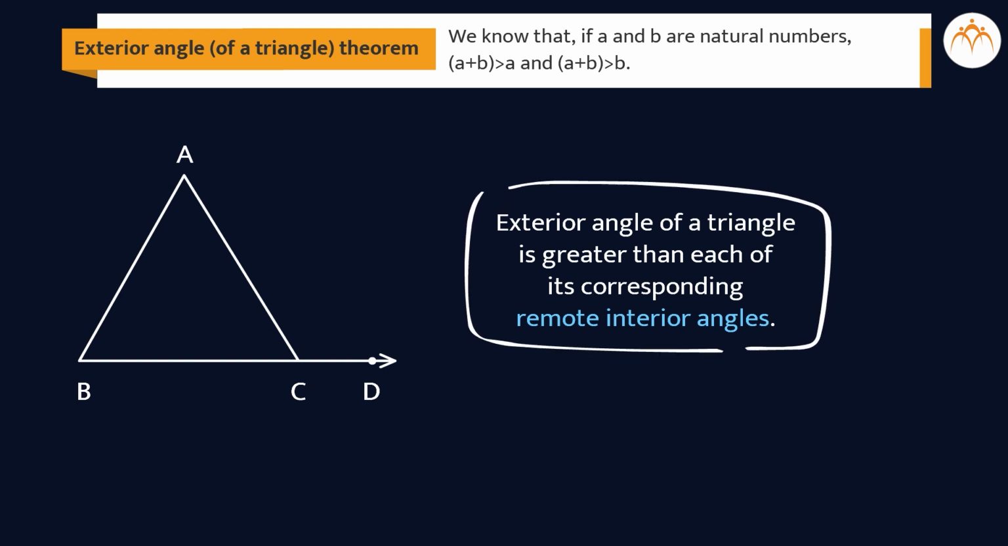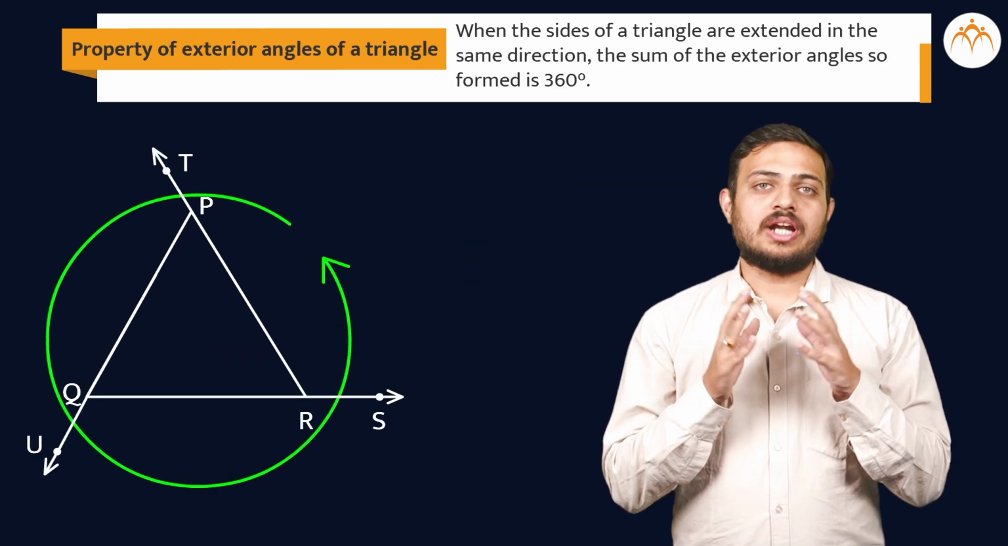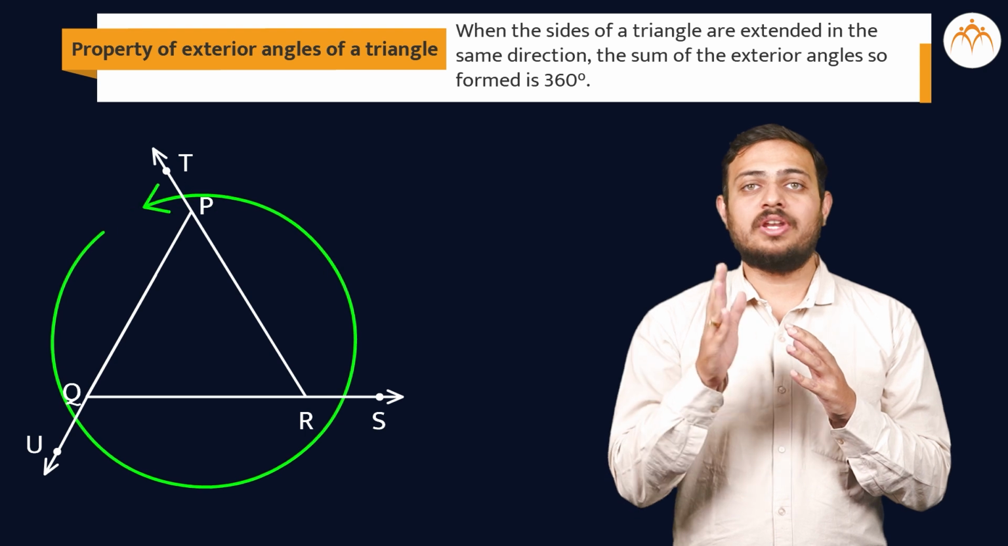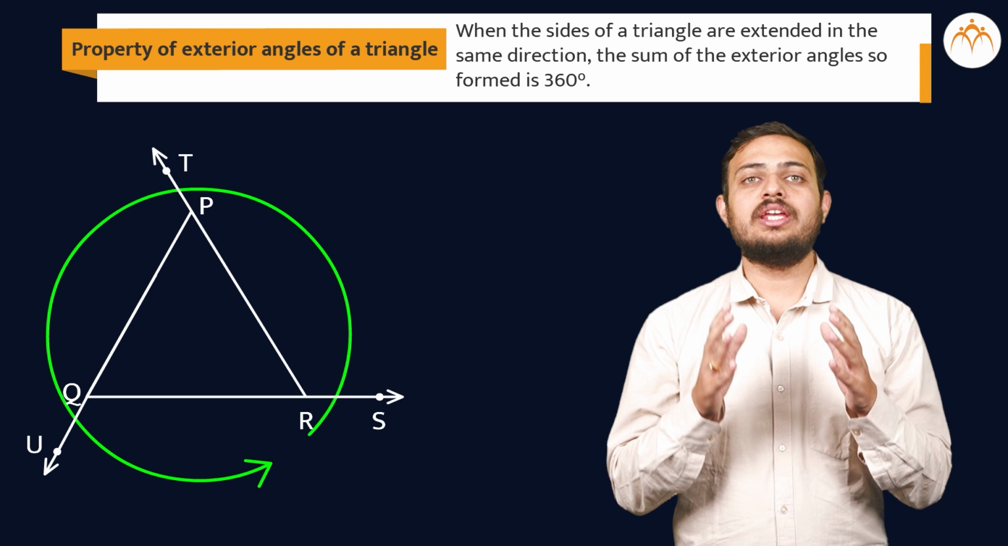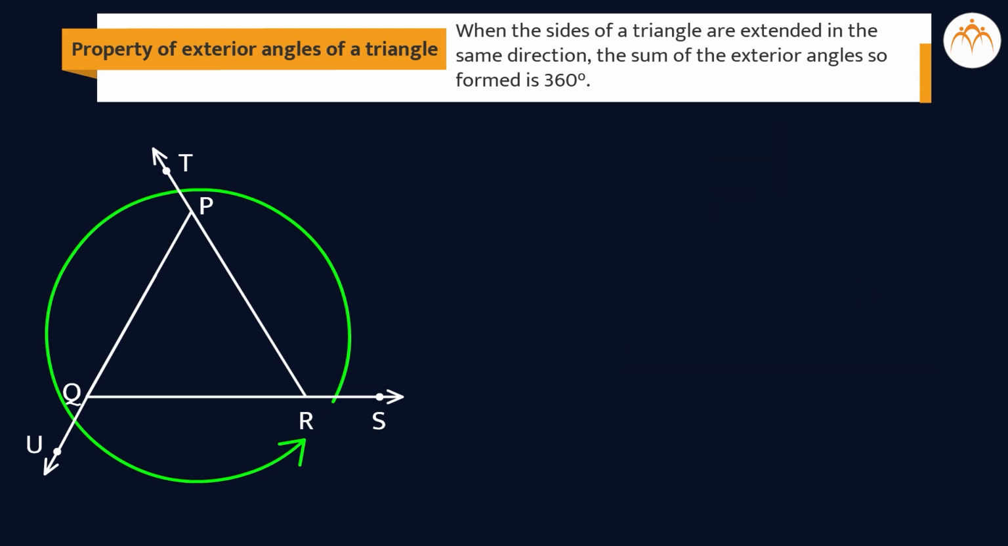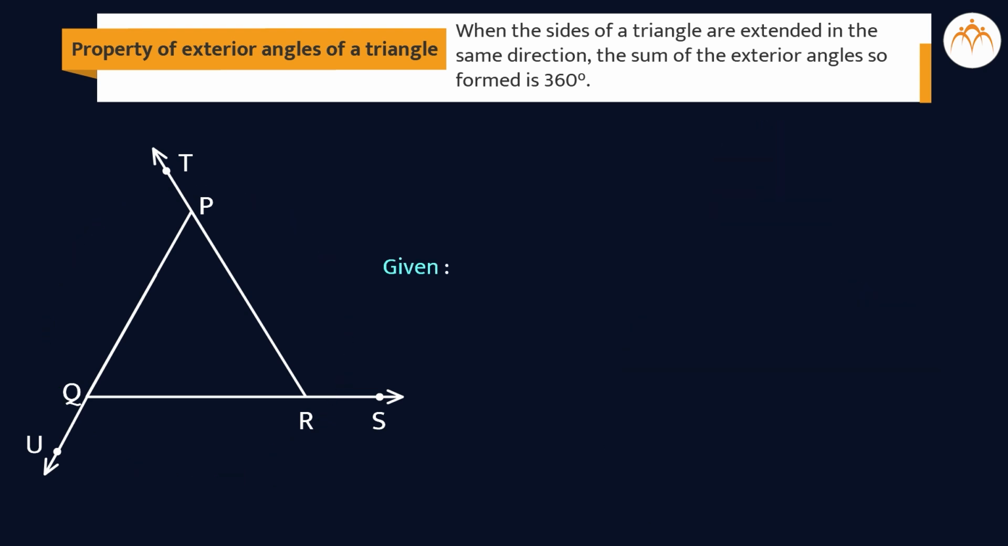Let us study another property of exterior angles of a triangle. When the sides of a triangle are extended in the same direction, the sum of the exterior angles so formed is 360 degrees. Observe this diagram. Given angle QPT, angle RQU and angle PRS are exterior angles of triangle PQR. To prove, measure of angle QPT plus measure of angle RQU plus measure of angle PRS is equal to 360 degrees.